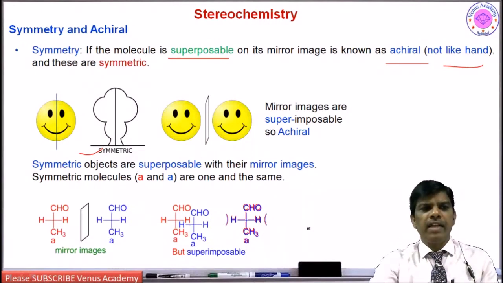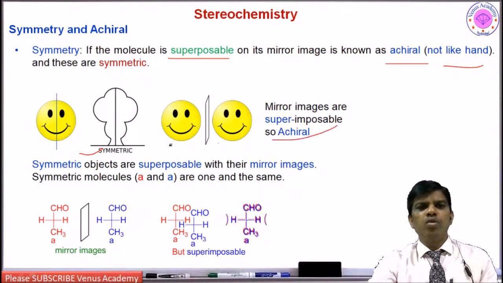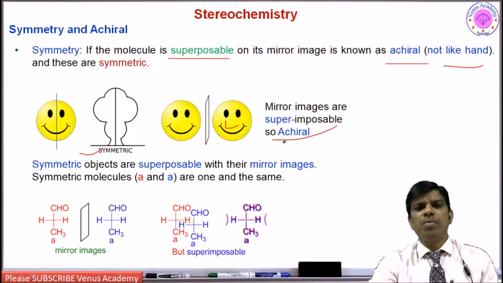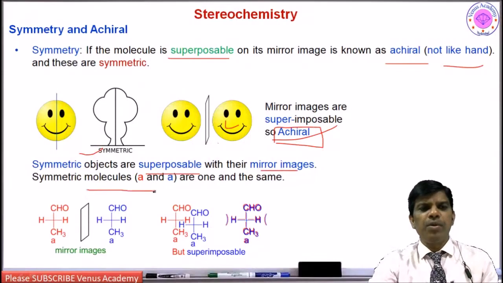For example, if I take this ball or tree, if it is some symmetric object, it is going to be superposable. I can put this ball on its mirror image, so it is superposable. So it is achiral. It is not like a hand. Symmetric objects are superposable with their mirror images, and so are symmetric molecules.